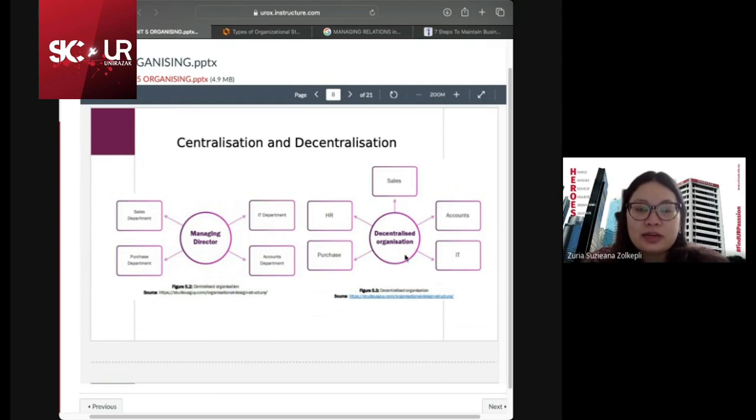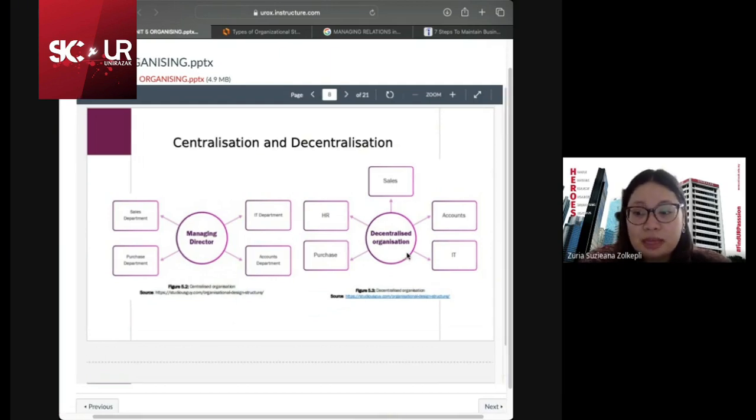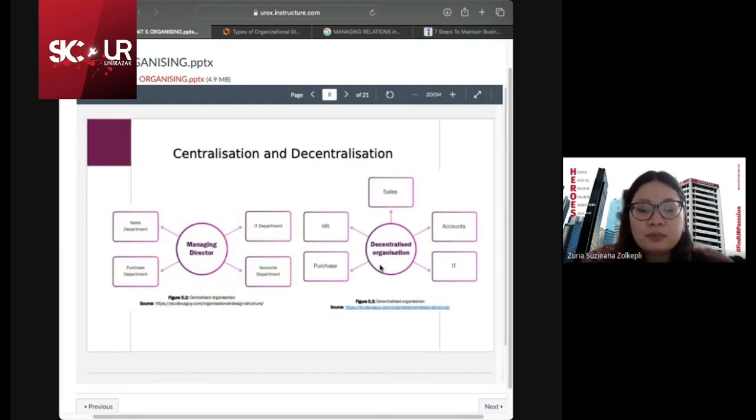Meanwhile, for decentralized organization, they have their own business units, where decentralized organization means that they have more authority, more freedom in decision making without waiting for HQ or without waiting for the managing director to give instructions. Okay, in terms of communication, they are given freedom in making decisions, and one of it is the information flows between a lot of sources, right? It does not come from one source.